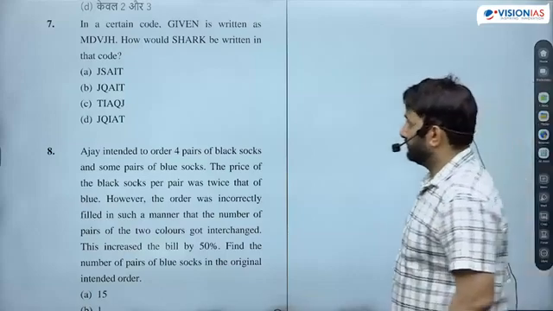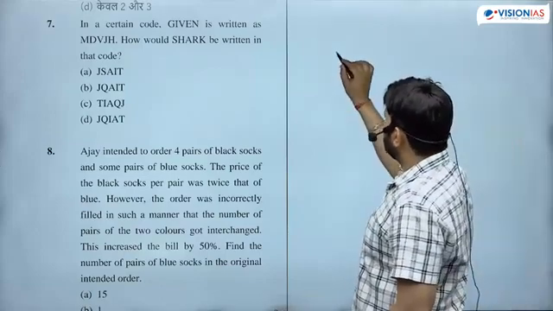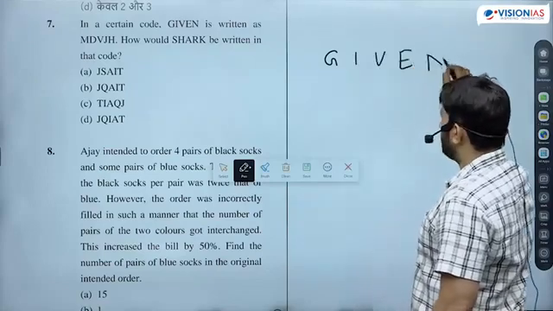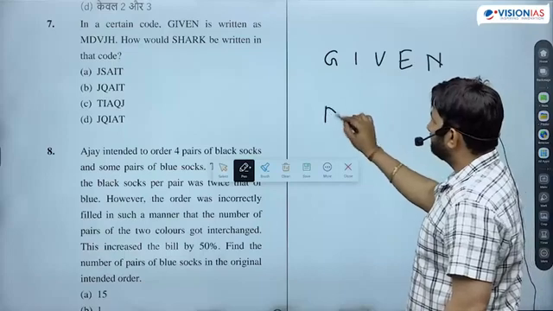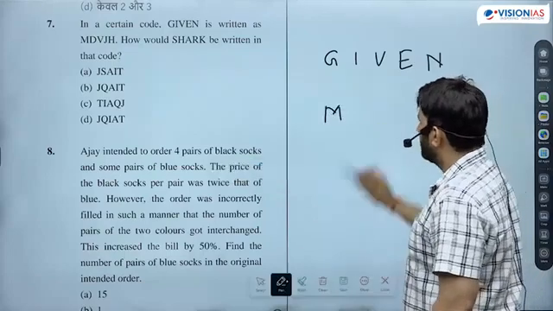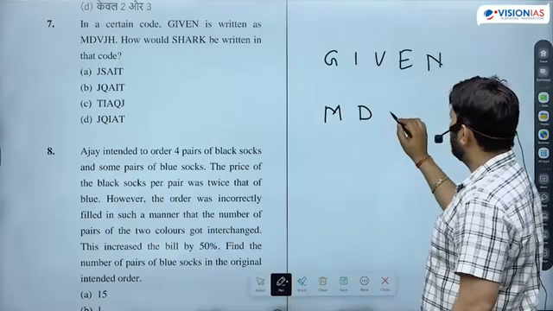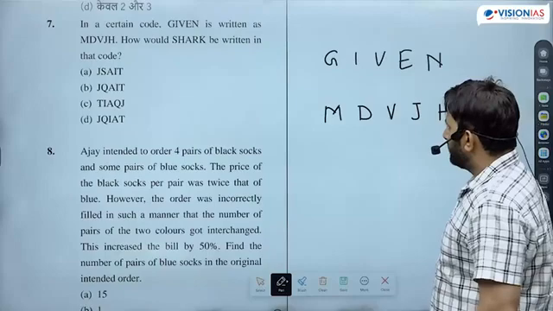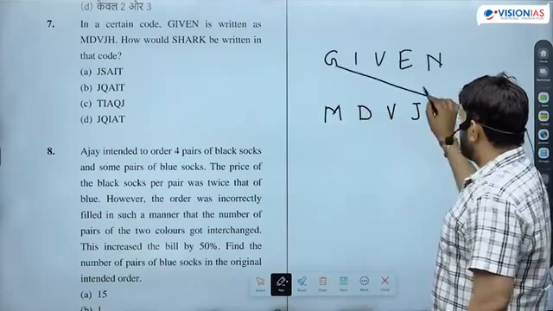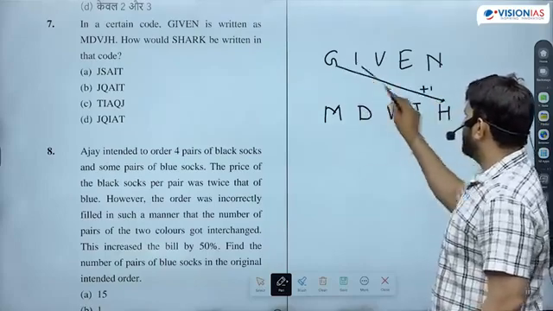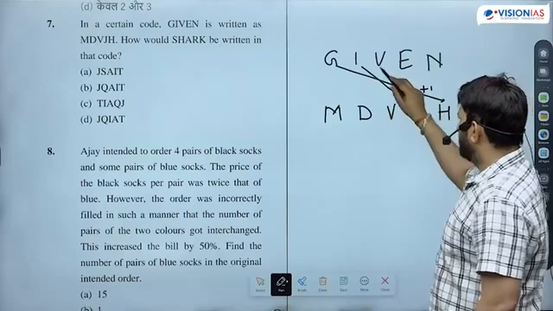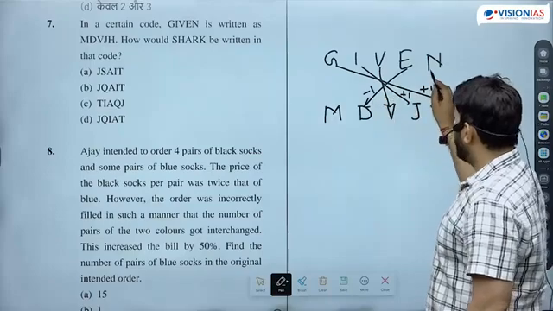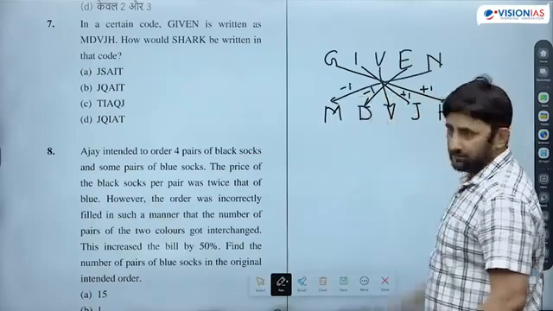Then seventh question. Given is written as M D V J and H. So G becomes H, that is +1. I becomes J, that is +1. V remained as it is, no change. E becomes D, that is -1. N becomes M, that is -1.